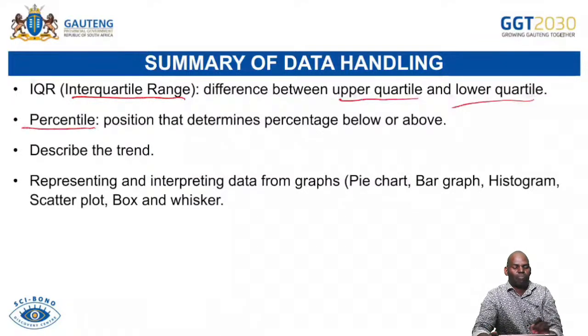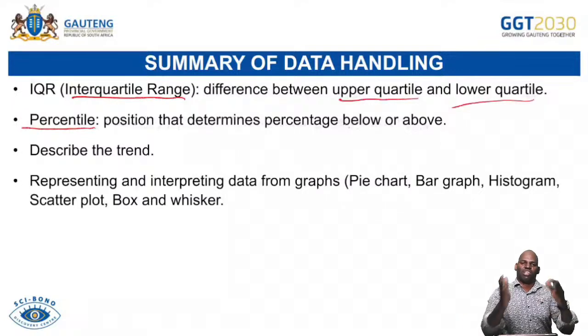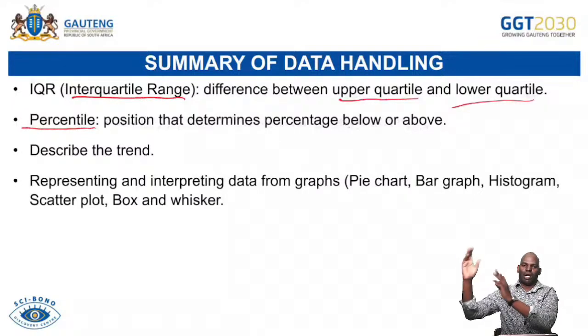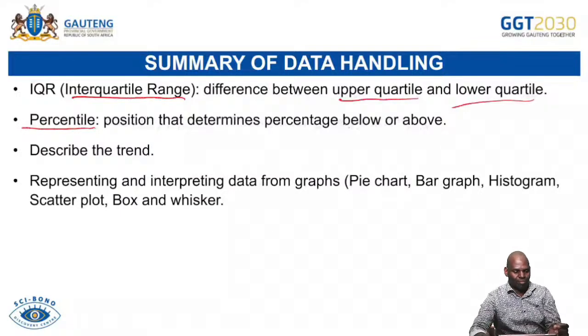And then of course, percentile, it's a position that determines percentage below or above. Like we said, if it's a 50th percentile, it means 50% below or 50% above. If it's 25th percentile, it means 25% below or 75% above.